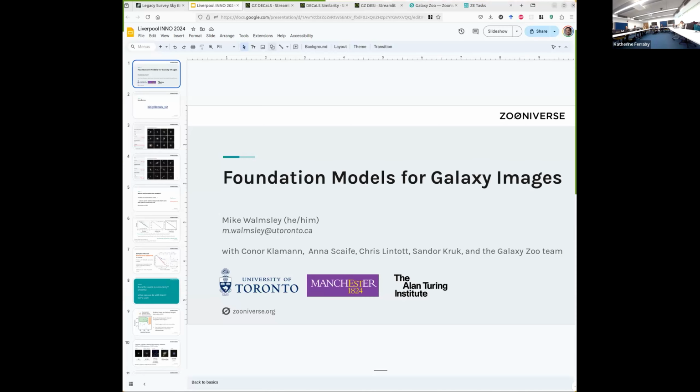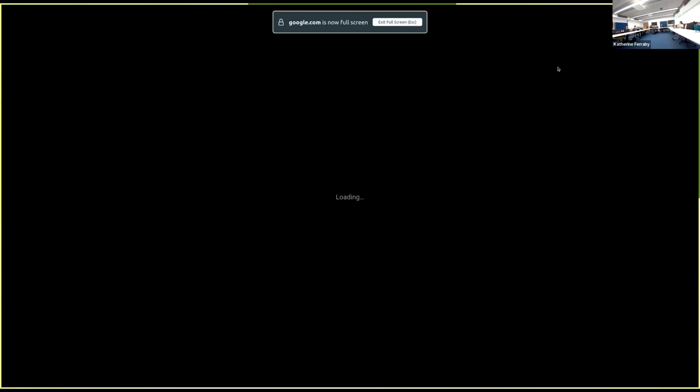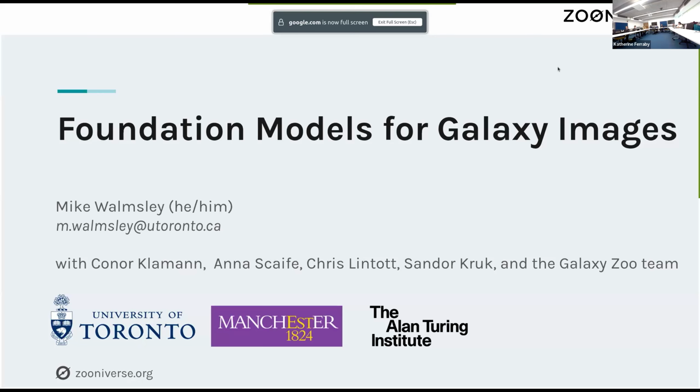We're delighted to have Dr. Mike Walmsley here from the University of Toronto. Apologies, I'm going to read through my notes. Mike obtained his doctorate at Oxford, where he developed an approach to galaxy classification that brought together crowdsourcing and Bayesian convolutional neural networks. He then undertook a PDRA in Manchester under Anna Scaife, before obtaining the position of Dunlap Fellow at the University of Toronto. He is the technical lead of the citizen science project Galaxy Zoo, and today's talk is titled Foundation Models for Galaxy Images. Whenever you're ready, Mike.